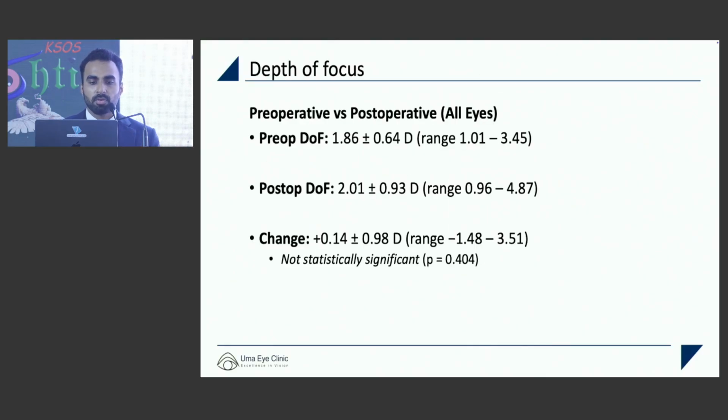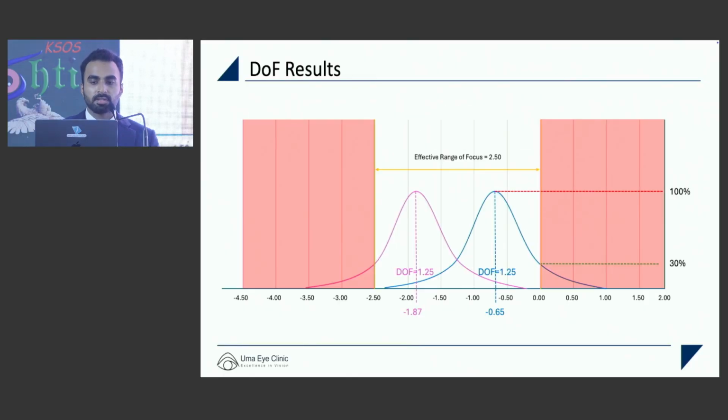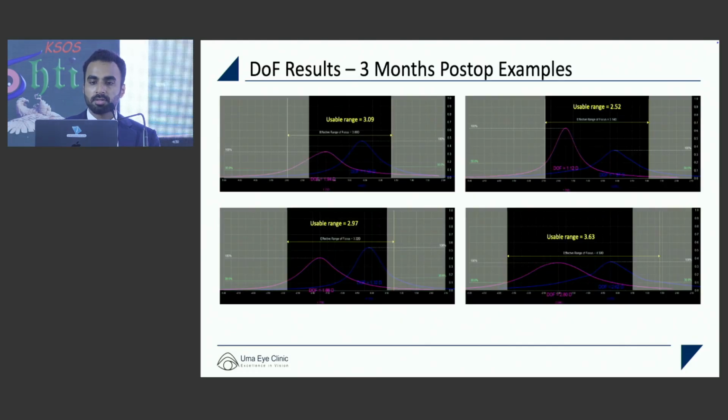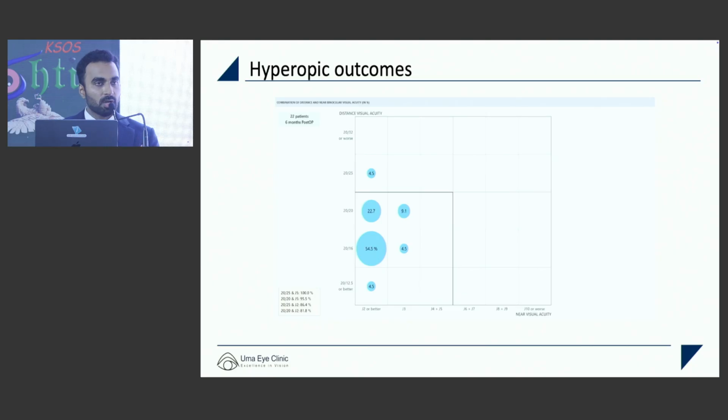What we found in this study is that the depth of field increased post-op compared to the pre-op period. The effective range of focus in all of our patients put together was anywhere from 2.5 right up to 4 diopters. So that means even a 50-year-old patient after getting Presbyon done has an effective range of focus between 2.5 to 4 diopters, which is amazing. So the outcomes are also very good.